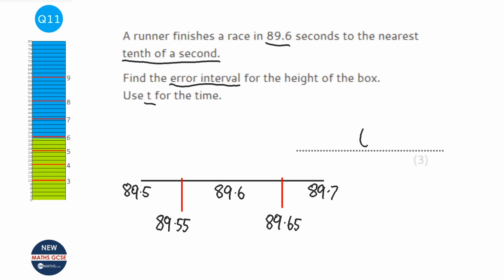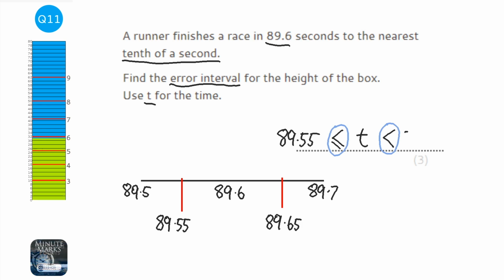So we put t in the middle, then we put the greater than or equal to sign on the left hand side, and then just the normal inequality on the right hand side. Now these two signs here will always be the same. Okay, so when you're asked to do an error interval, it's that way around. So we're going to do our 89.55 on the left hand side and 89.65 on the right hand side.